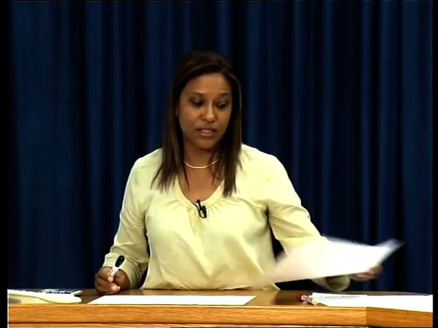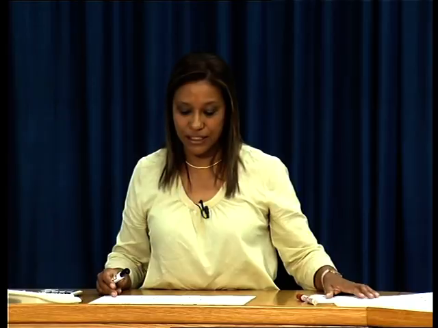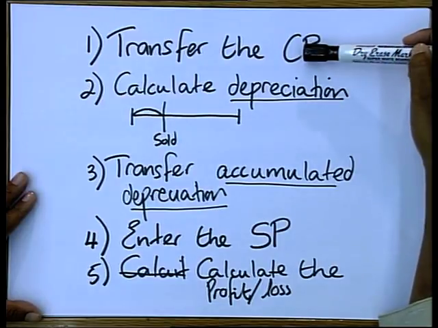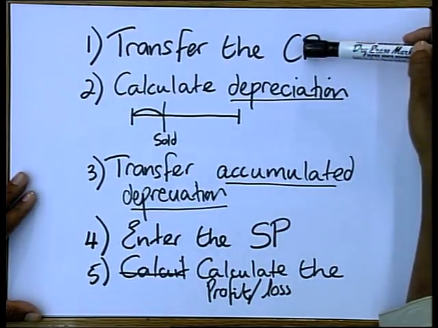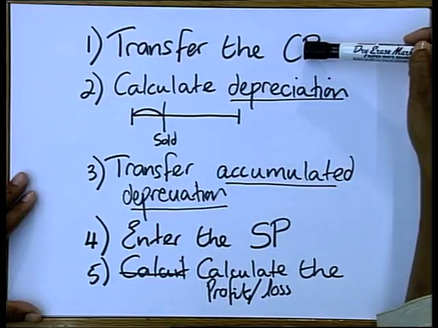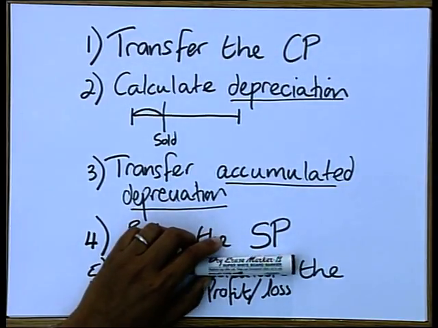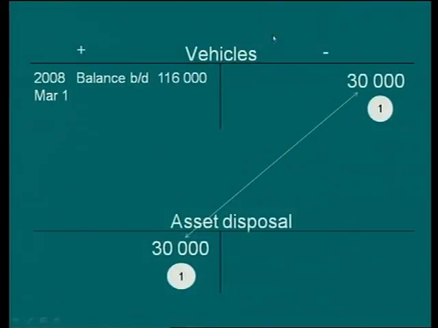I'm not sure whether I should circle the information that I gathered earlier on. Now I'm going through the steps. So I'm going through step 1 first. Step 1 says transfer the cost price. Where do I transfer the cost price from? Can we just look at the PowerPoint again? I'm selling a vehicle, learners. So I'm transferring it from the vehicles account. That is my 3 vehicles, vehicle A, vehicle B, and vehicle C.